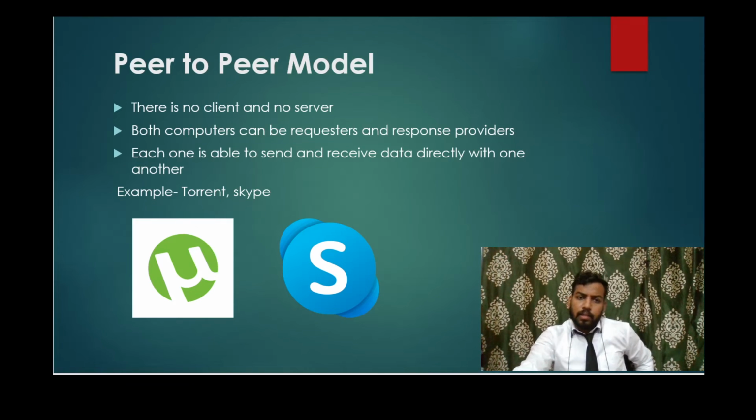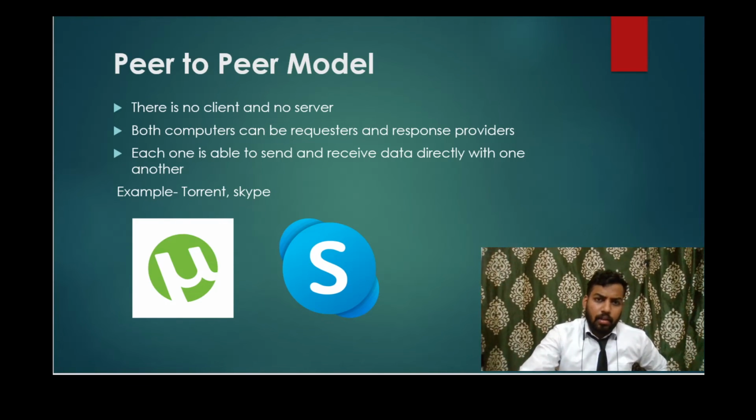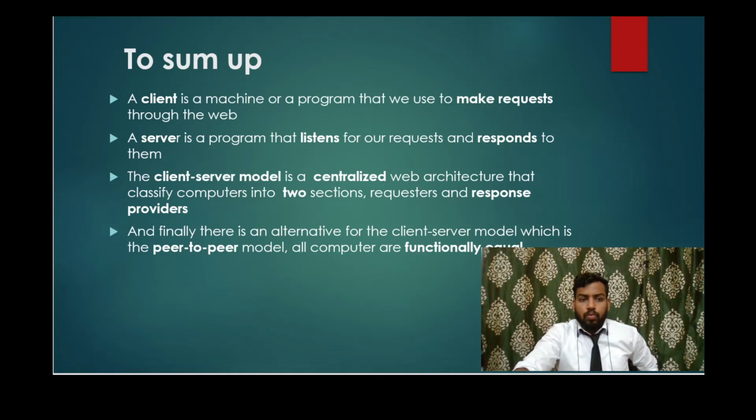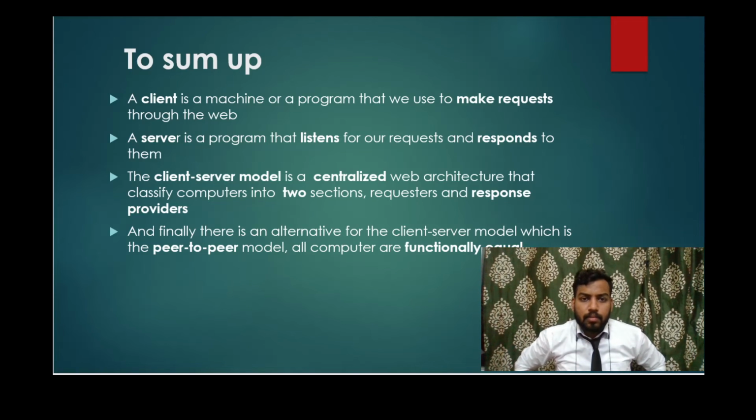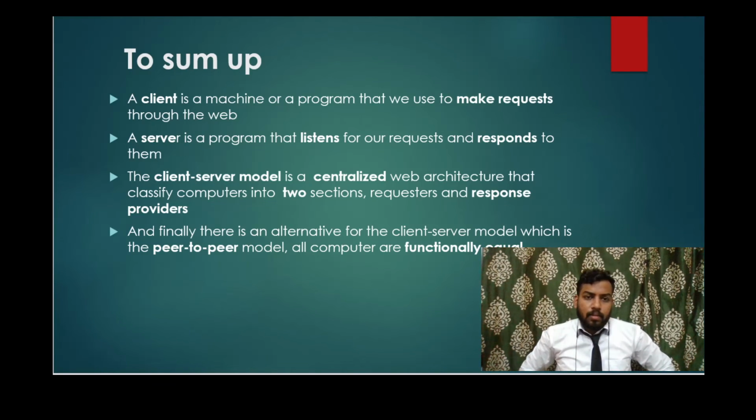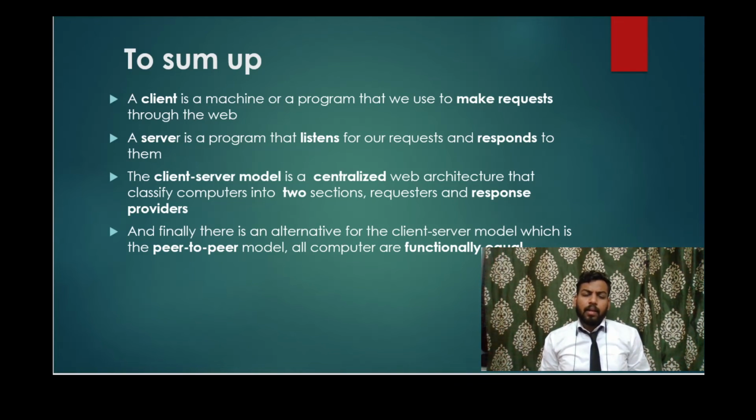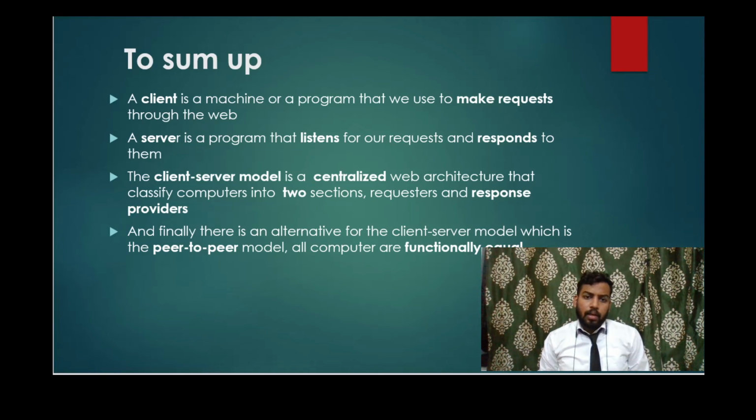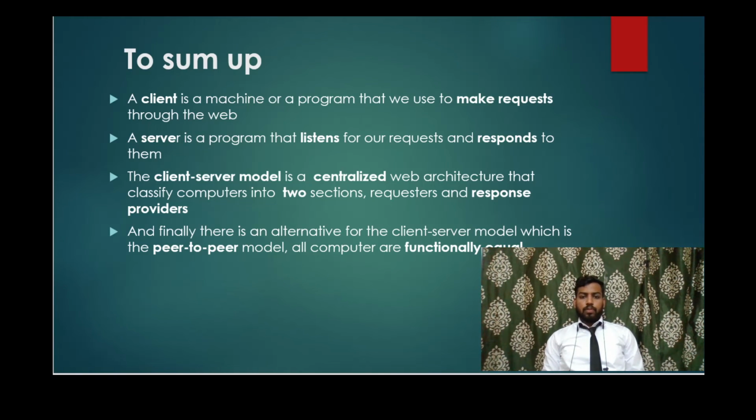So these are the alternatives to the conventional client-server architecture. Now we are going to end our presentation. To sum up, a client is a machine or a program that we use to make requests through the web, and the server is a program that listens for our requests and responds to them. The client-server model is a centralized web architecture that classifies computers into two sections, the requester and the response provider. Finally, there is an alternative for the client-server model, which is the peer-to-peer model.